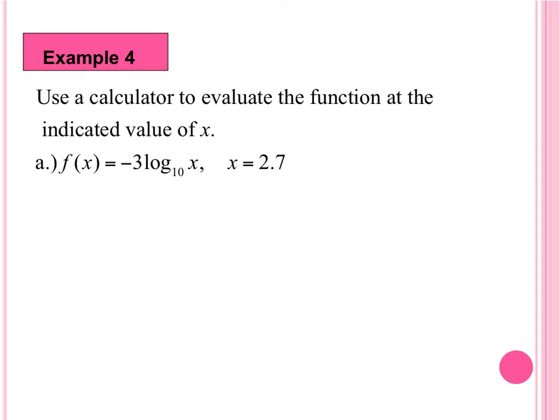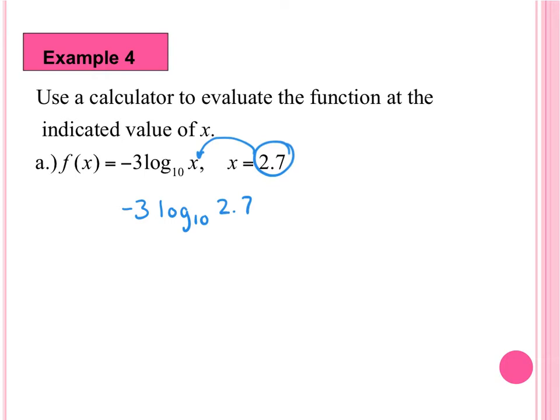So use a calculator to evaluate the function at the indicated value of x. So here we have log base 10, which means we can do it in our calculator. We're going to take 2.7 and plug it in for x. So we have -3 times log base 10 of 2.7. So in my calculator, I know I click 2.7 and then log to evaluate. So this is a good one to practice using your calculator to see what you get.